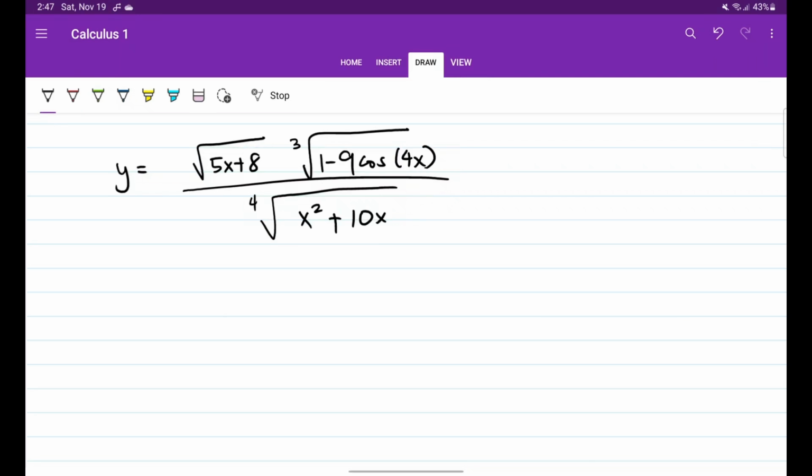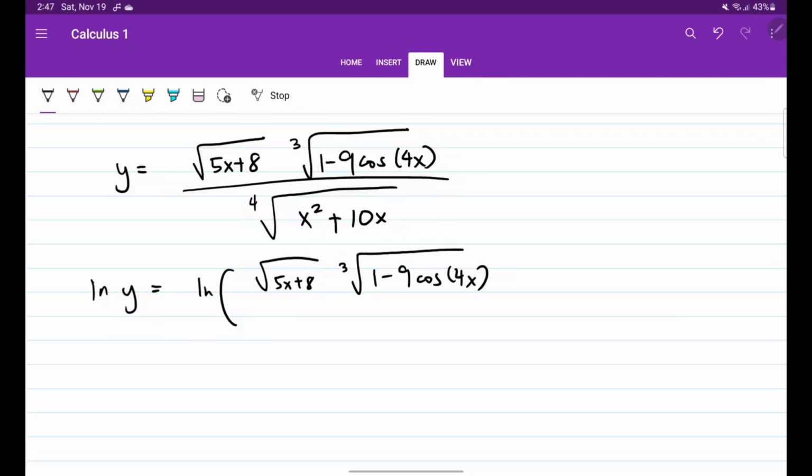Okay, so welcome back. In this video, meron tayong isa pang example for logarithmic absolute value differentiation. Okay? So again, first step is to take the ln ng both sides. So ln ng big thing. So square root ng 5x plus 8 cube root ng 1 minus 9 cosine 4x over fourth root ng x squared plus 10x. Okay? So now let's perform algebraic manipulation, no?